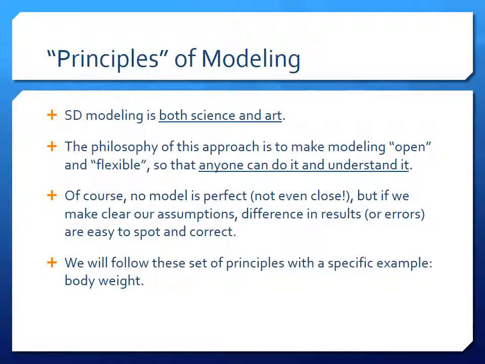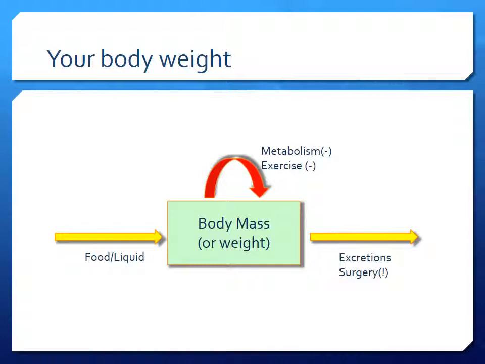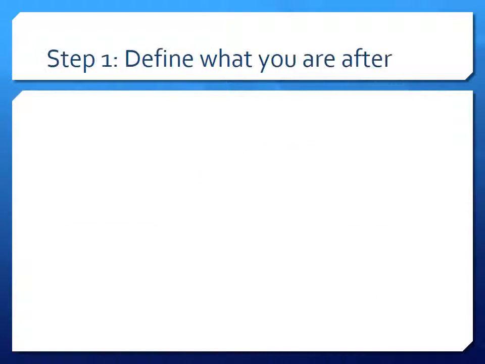Now I want to follow these 10 steps that I've outlined along with a specific example, so that going through the steps is a little bit less dry. The example that I chose was one of the examples that we discussed last class, which is the body weight. This is a slightly modified version of the body weight example we discussed last lecture. You have the system that consists of your body mass or weight. You have inputs, food and liquid. You have outputs, excretions, surgery, which I mentioned half-jokingly last time, and we won't be considering that in this particular example. And then you have possibilities within the system to affect the body weight, such as your natural metabolism, and exercise, which increases the metabolism rate.